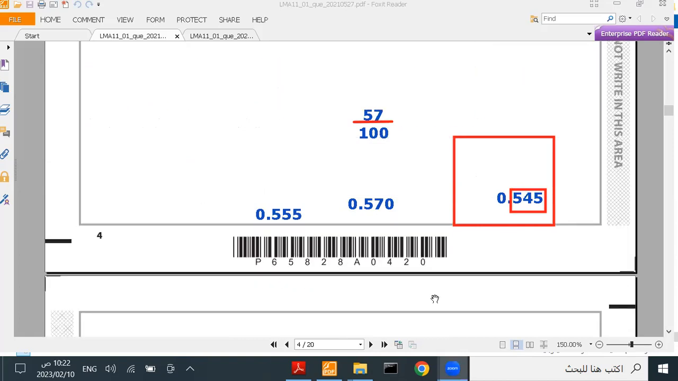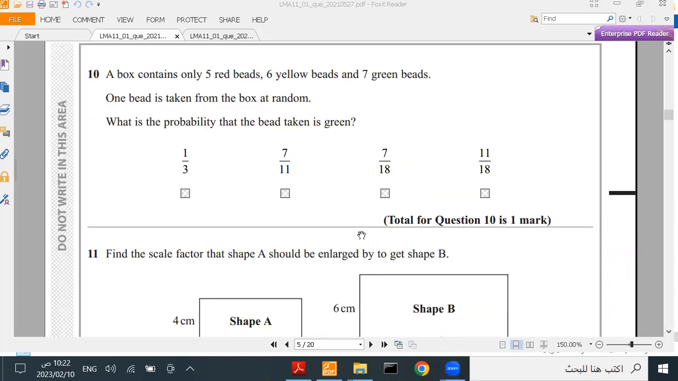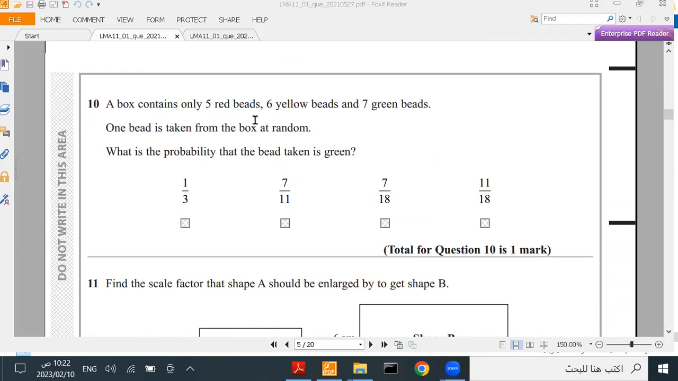Question 10. A box contains only 5 red beads, 6 yellow beads, and 7 green beads. 1 bead is taken from the box at random. What is the probability that the bead taken is green? Let's focus. The most important thing is that we know how many beads are in the whole box. This is the most important thing in probability. How can I know the number of beads? Add all of them: 5 plus 6 plus 7.